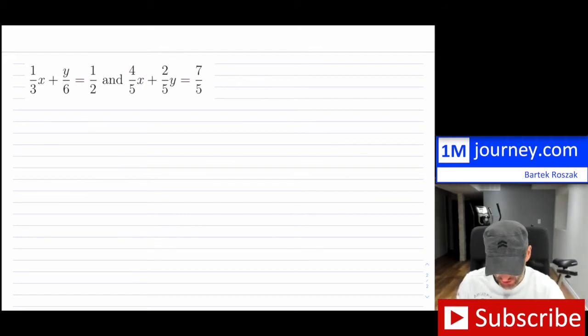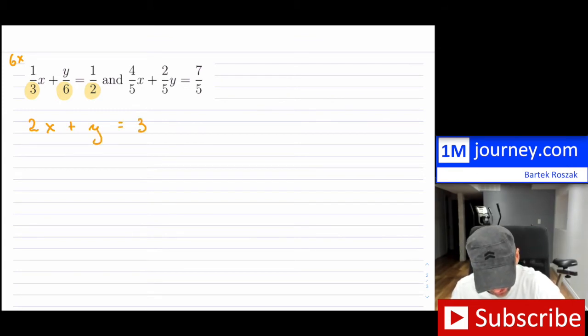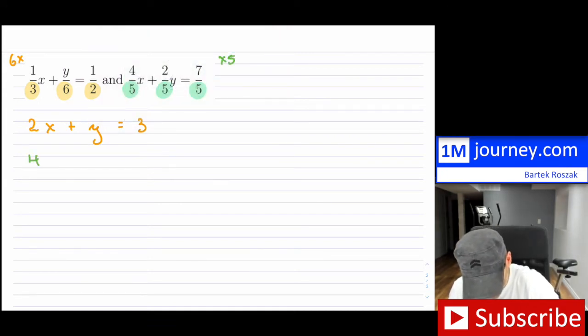In this one, again, we have fractions here. So let me find the lowest common multiple. It's going to be 6. If I multiply this entire thing by 6, this is going to be 2x, plus y, and it's going to be 3. Now in the second one, I have a 5, a 5, and a 5. That one is much simpler. So we can multiply by 5, and we're going to get 4x plus 2y is equal to 7.